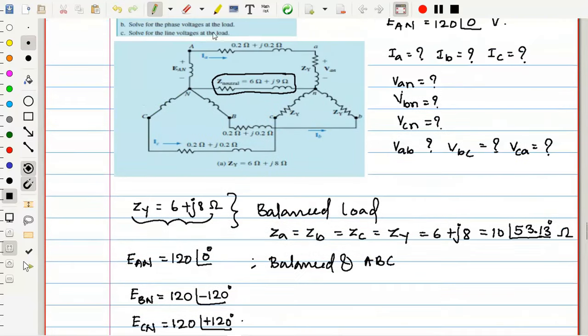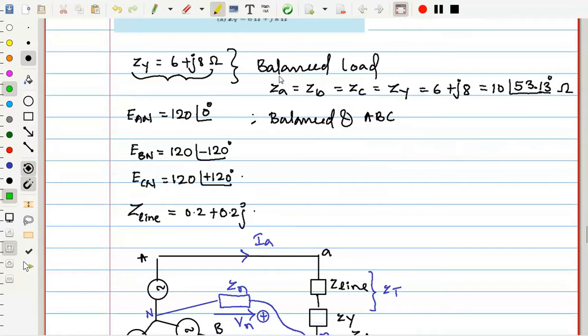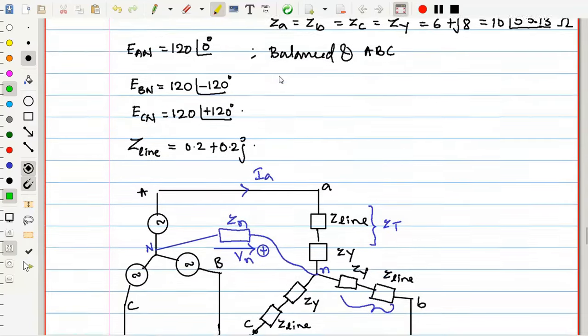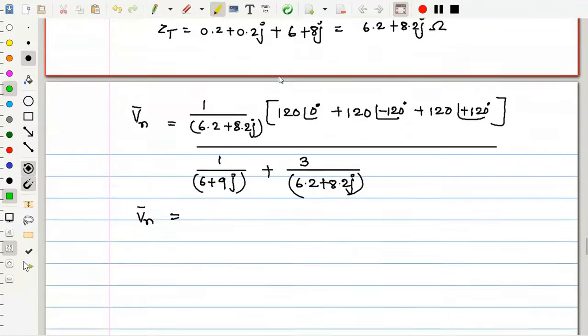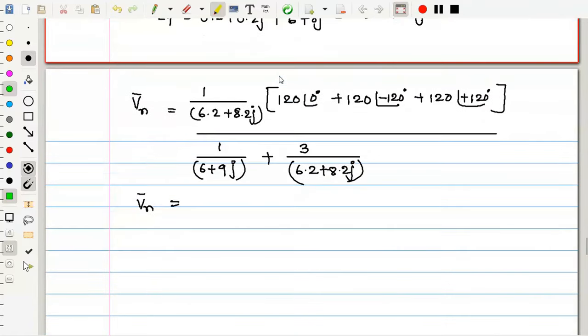This one, I don't know where you are looking, but this one is the Z neutral. Is it visible? So 6 plus 9j is neutral impedance. 6 plus 8j is the phase load impedance. Right. So quickly calculate.